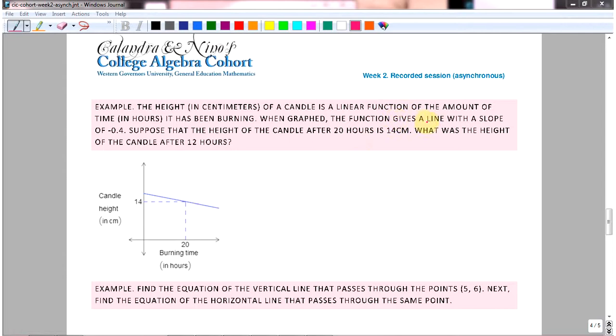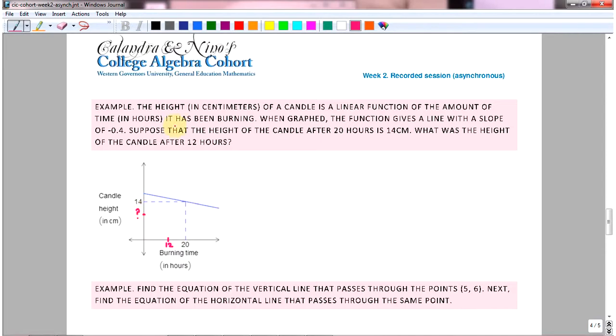When graphed, the function gives a line with a slope of negative 0.4. Suppose that the height of the candle after 20 hours is 14 centimeters, which we have denoted there. What was the height of the candle after 12 hours? So 12 hours will be somewhere there, and we want to figure out what is the corresponding height.